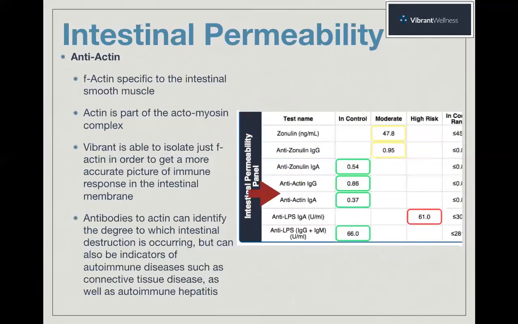F-actin is specific to the intestinal smooth muscle and is distinctly different from actin found elsewhere in the human body. Actin is part of the actomyosin protein complex. Vibrant is able to isolate just F-actin in order to get a more accurate picture of immune response in the intestinal membrane. Antibodies to actin can identify the degree to which intestinal destruction is occurring, but can also be indicators of autoimmune diseases such as connective tissue disease as well as autoimmune hepatitis. Actin elevated alongside LPS can indicate that permeability is occurring transcellularly, meaning through the intestinal cells instead of just through the tight junctions.